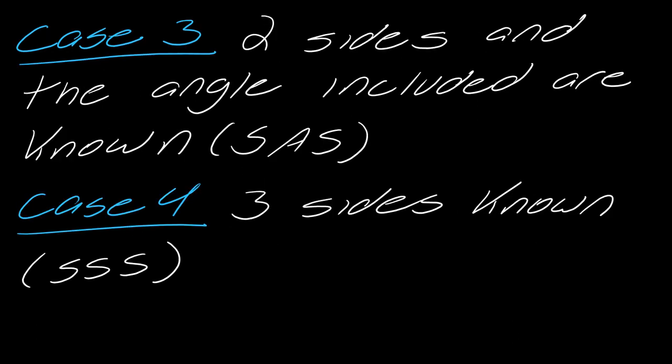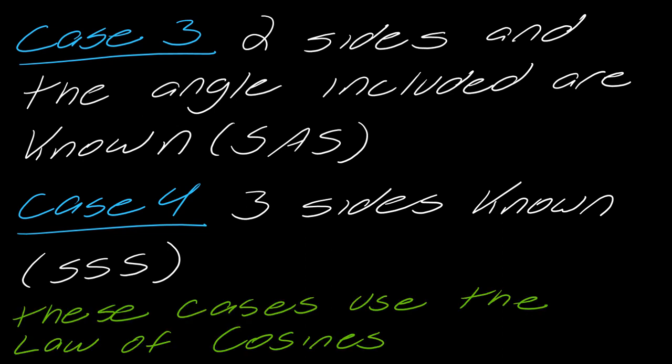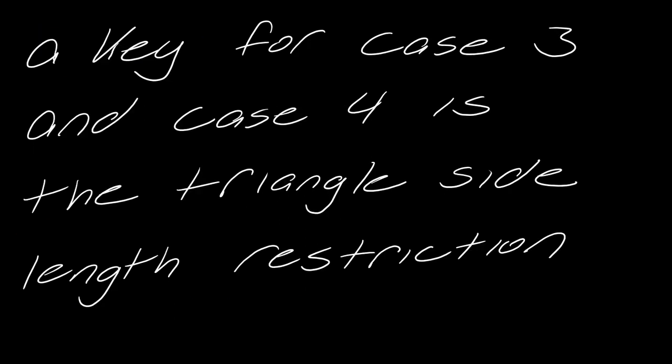And then we have cases 3 and 4. Case 3 is where we have two sides and the included angle known. So that's SAS, side-angle-side. And then case 4 is where all three sides are known, so that's side-side-side. All right, so these cases use the law of cosines. That's what we're going to talk about.